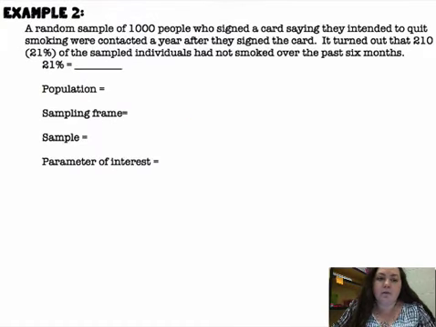Example 2. A random sample of 1,000 people who signed a card saying they intended to quit smoking were contacted a year after they signed the card. It turned out that 21% of the sampled individuals had not smoked over the past 6 months. So 21% is the statistic. So it's coming from the sample, so it's the statistic value, not the parameter value.